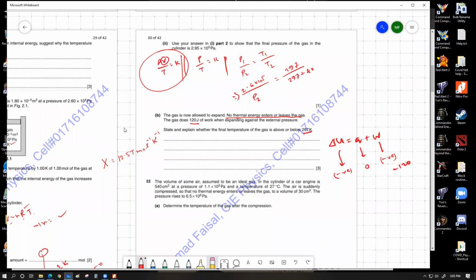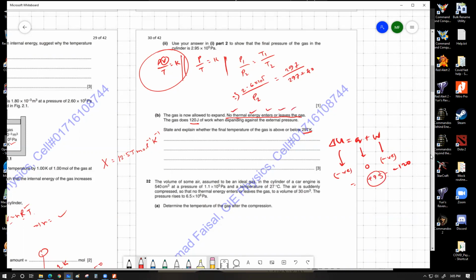But the examiners also accepted if some student considers the earlier scenario of 95 joule of heat energy addition, and places this as plus 95 over here, and considers the delta U, which is still going to be negative some value. So if you still bring this 95 from the earlier question, you're still scoring the mark, which I would recommend not to do, because the question over here dictates that no thermal energy enters or leaves the gas, which is the new scenario.